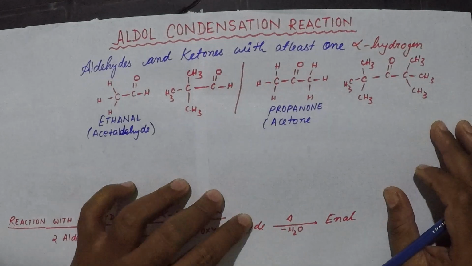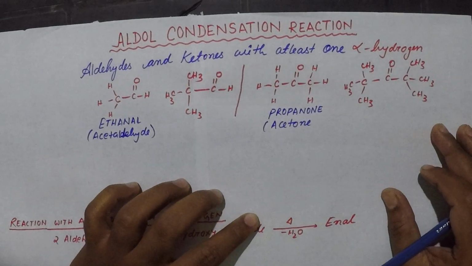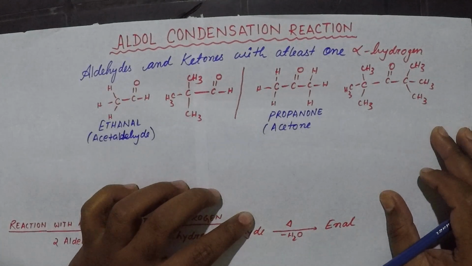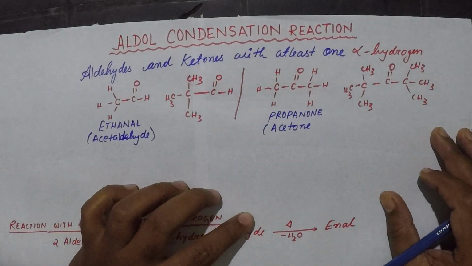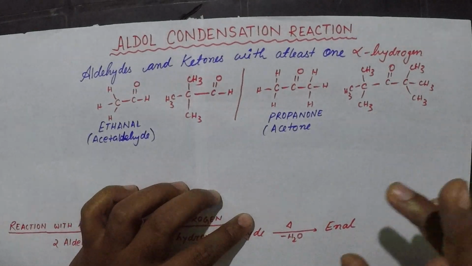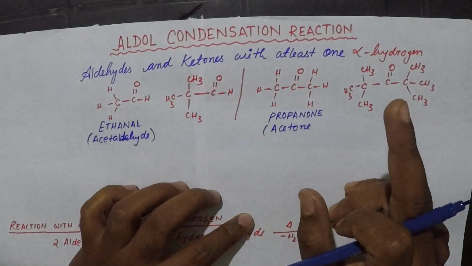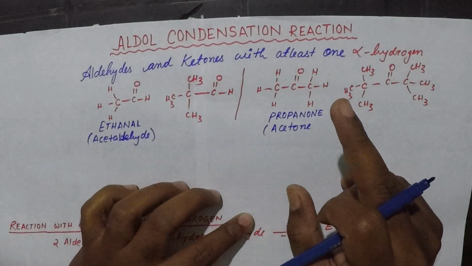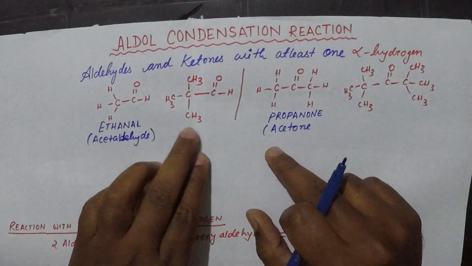Today I am going to discuss the Aldol condensation reactions. The aldehydes and ketones that possess alpha hydrogens show the Aldol condensation reaction. Note this point: there should be at least one alpha hydrogen in the aldehyde or ketone to undergo Aldol condensation reaction. Here I have drawn four structures.